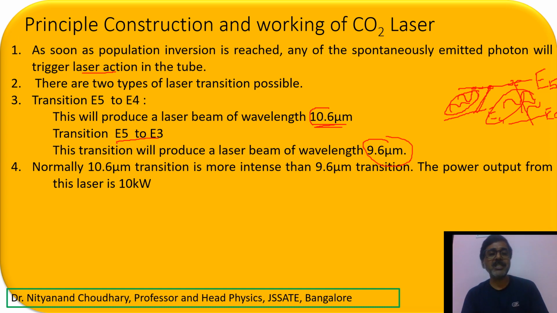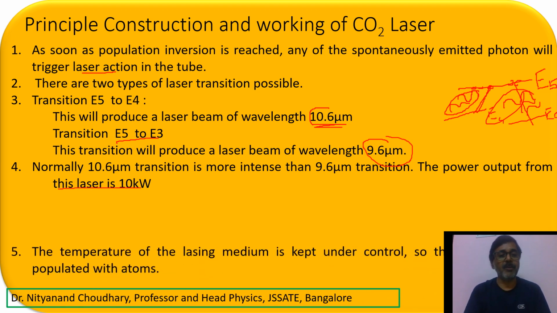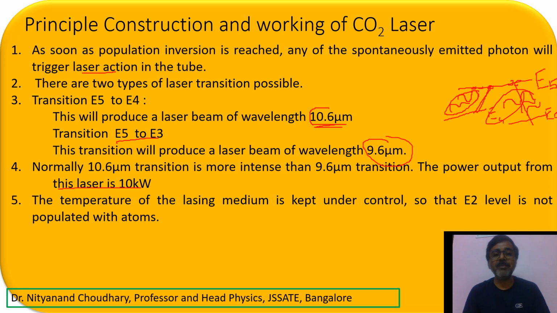Normally the 10.6 micrometer transition is more intense than the 9.6 micrometer transition. The power output from this laser is nearly 10 kilowatt. This you should remember. The temperature of the lasing medium is kept under control so that the E2 level is not populated with the atoms.